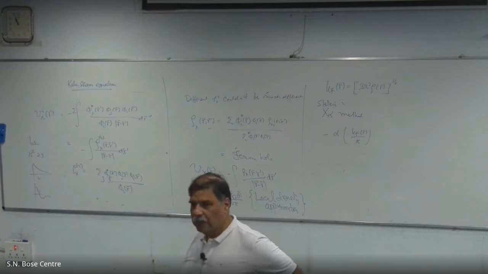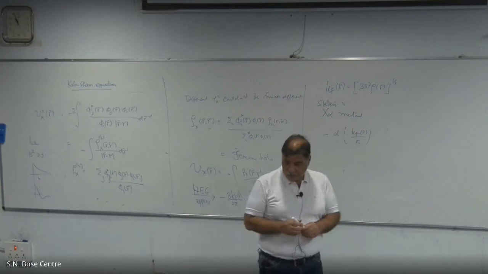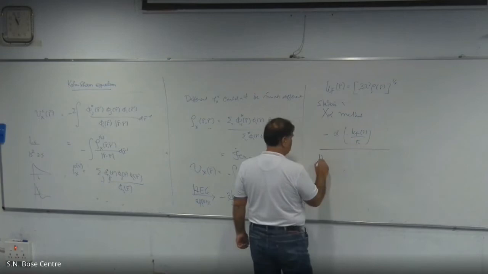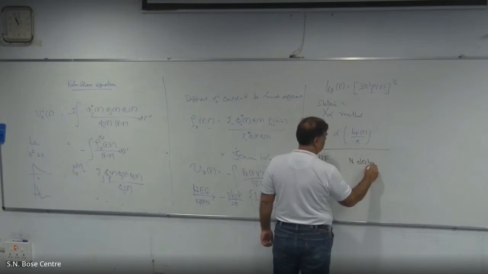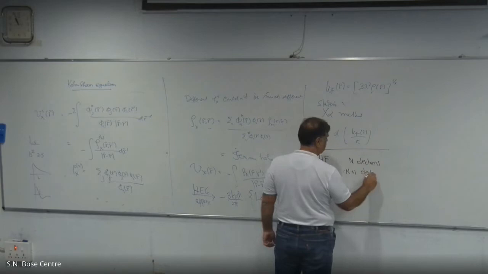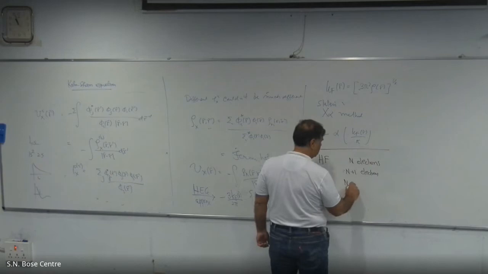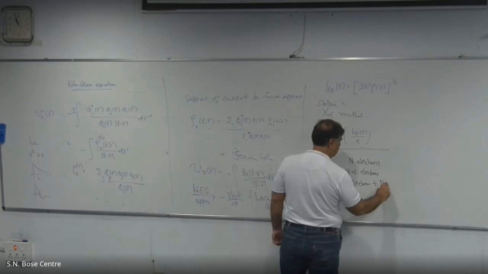No, wait, you're confusing two things now. So let's write everything that you're saying. Okay. You're saying we are doing Hartree Fock, right? Hartree Fock. So there are n electrons, right? And you are saying there are n plus 1 electrons, right? And then you are saying n electrons plus an n plus 1 virtual orbital.